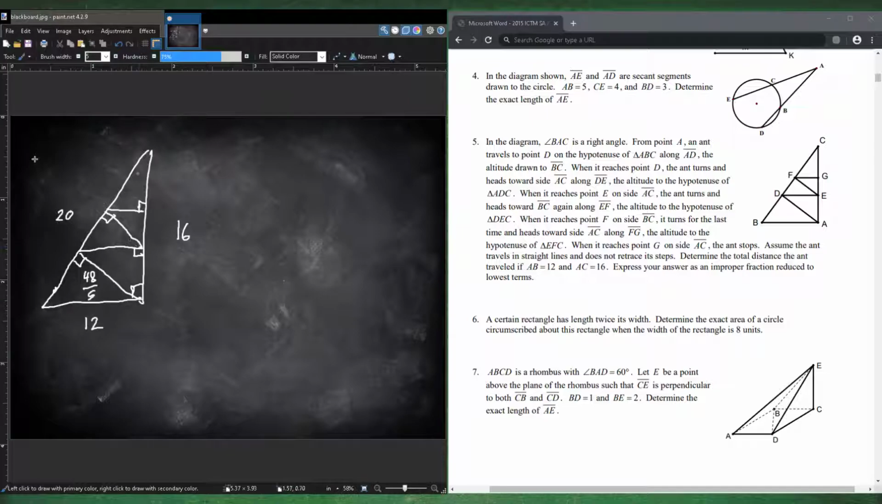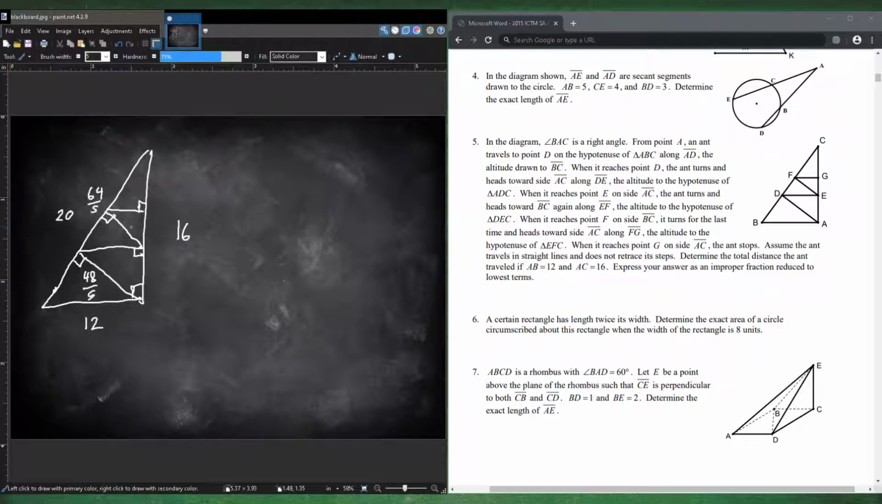But before we get that, since we're looking at this triangle, we need to first get this side length. So using the Pythagorean theorem, 16 squared minus 48 over 5 squared, and then take the square root using our calculator, we get 64 over 5. So we get that length.